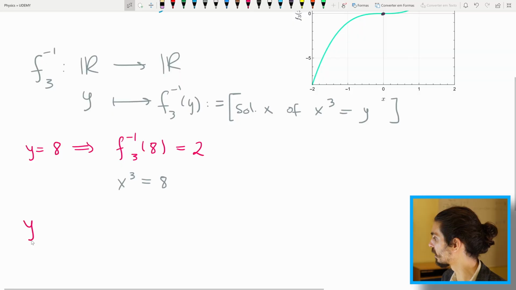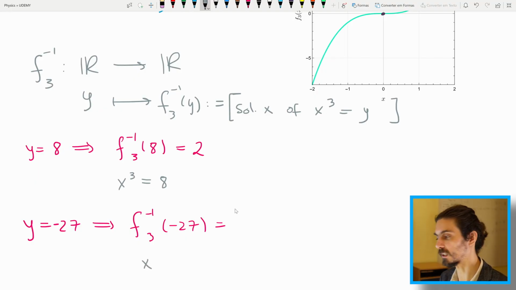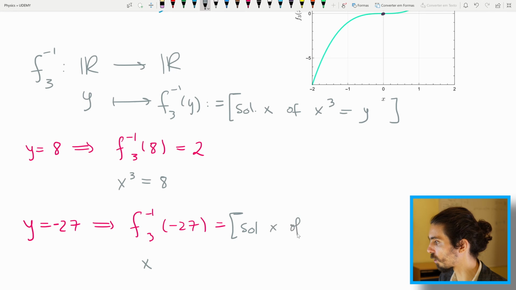We just found one of the associations, one of the mappings that is done by this function. Now let's try another one. What if y is equal to 27? Let me make it harder. Minus 27. f3 minus 1 of minus 27. What sort of number is this? Well, again, we set up the question properly because this is our definition. This thing here is an abbreviation for the solution x of x cubed is equal to minus 27. And now we have this problem to solve.